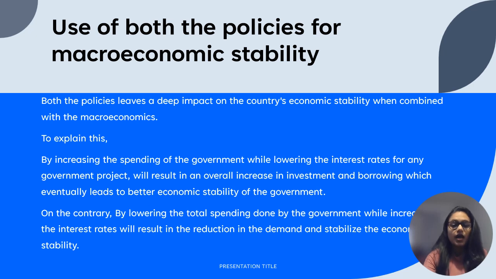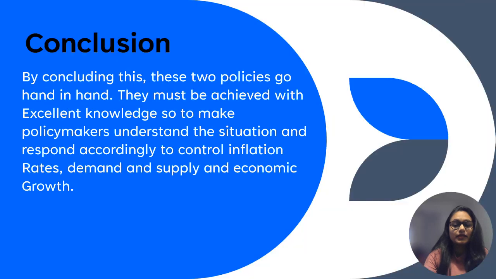And on the opposite side of it, when the total spending done by the government is lowered down while increasing the interest rate, it automatically results in the reduction of the demand. For example, if the government keeps a check on the total spending, it lowers down the total spending. So ultimately there'll be less demand. More people would not be really easily going to buy things. So there'll be reduction in the demand, which stabilizes the economic stability.